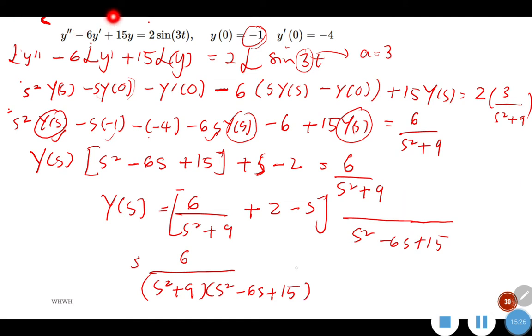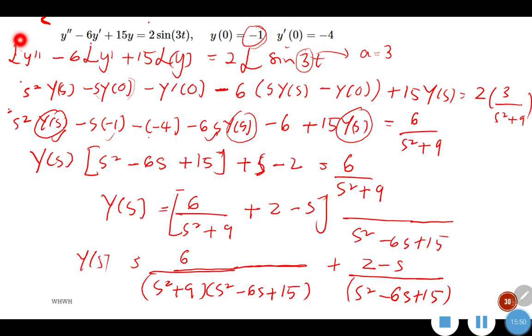Okay, so this one is minus 2 plus 2 minus s over s square minus 6s plus 15, right? Okay, then from here we have again found the solution, but in S domain or in S space. So you need to find the inverse of Laplace transform in order to find its solution in T space or in T domain.